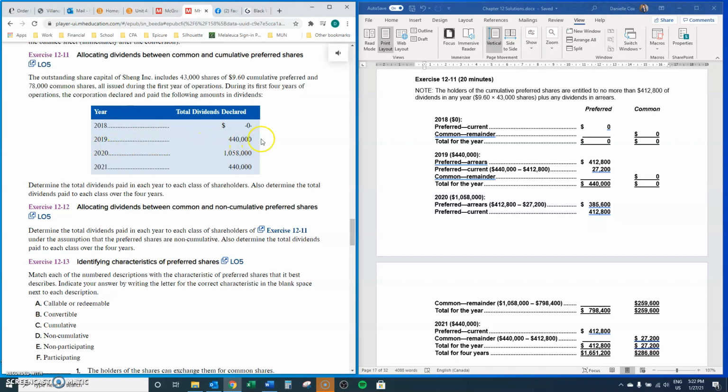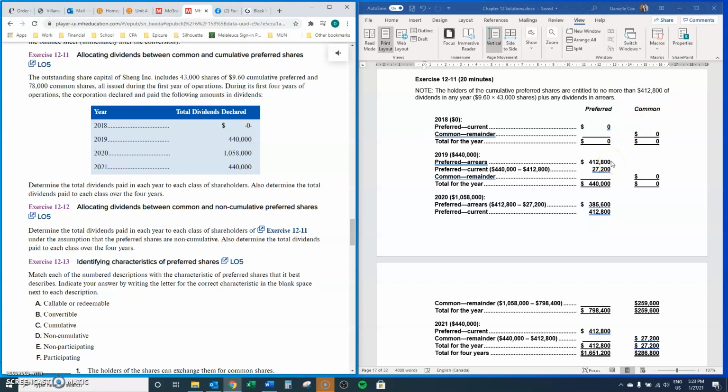In 2019 there was a dividend declared, so first it goes to the preferred shareholders. 43,000 shares are outstanding, and each of those shares gets $9.60 each. So that amounts to $412,800. That's the maximum, that's what they're entitled to get.